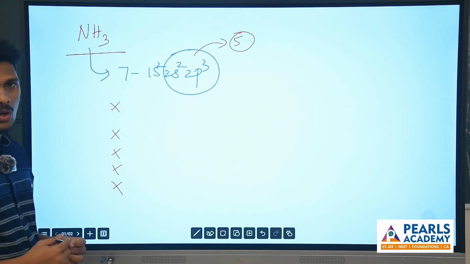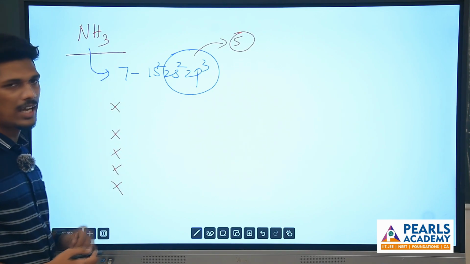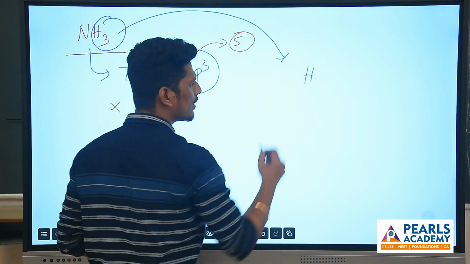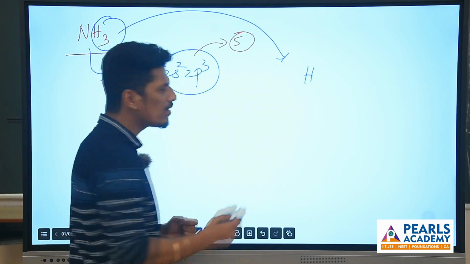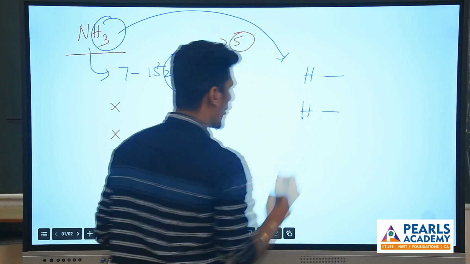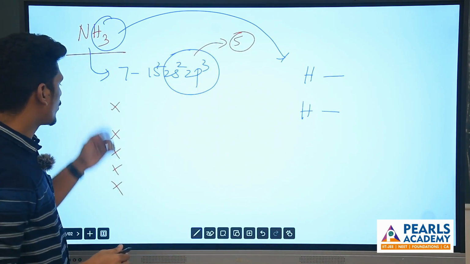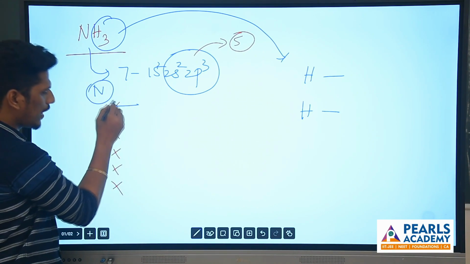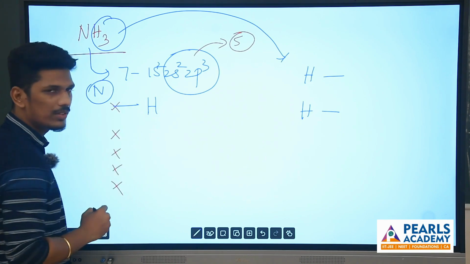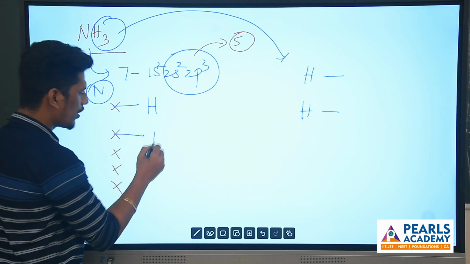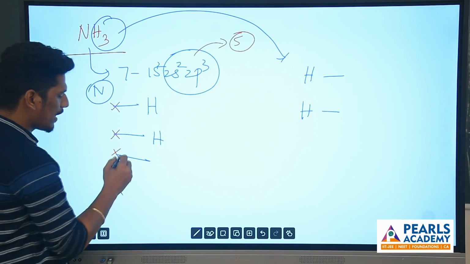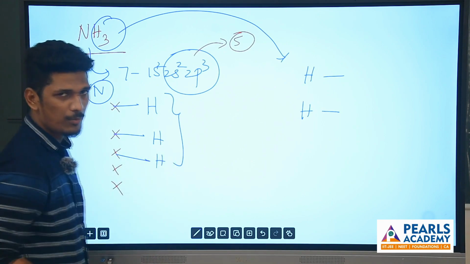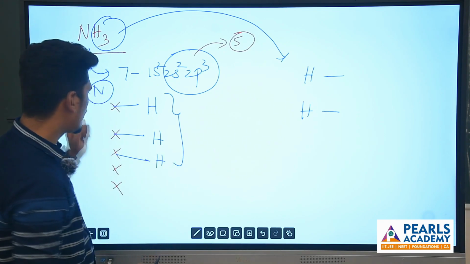The atom that attaches to the nitrogen is hydrogen. Commonly, how many bonds does hydrogen make? Hydrogen makes a single bond. So here it takes one electron from nitrogen to bond with hydrogen. Another electron from nitrogen is bonded with another hydrogen, and another with a third. So totally we have 3 hydrogens, and all 3 were bonded.